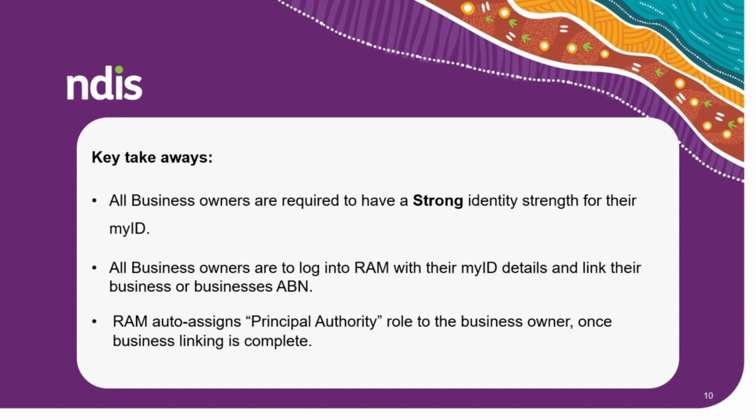To summarize how to log into RAM and link your business, business owners are required to reach a strong identity level to link their business and act as the principal authority. If the business owner is unable to obtain an Australian passport, they will first need to get to standard identity strength and then contact the RAM support line for next steps and further guidance. Once business linking is complete, RAM will auto assign the principal authority role to the business owner.